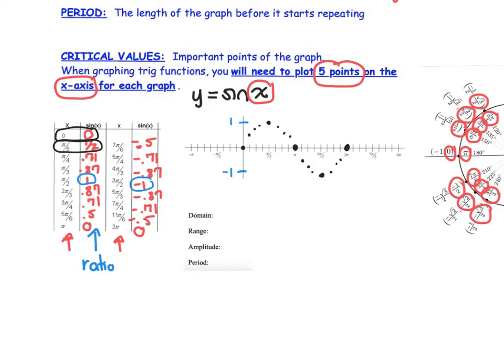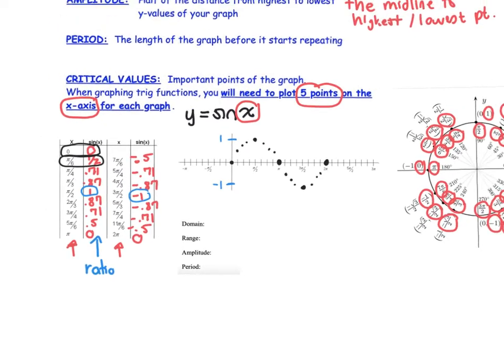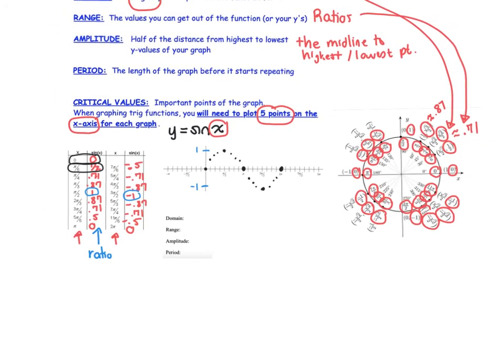Now, if I was to continue, remember that once I made this one complete circuit, I just went around this unit circle one time. So if I was to continue going around this unit circle, I'm just going to get the same values over and over again. Essentially, the graph is just going to repeat the same pattern that we've just seen here.